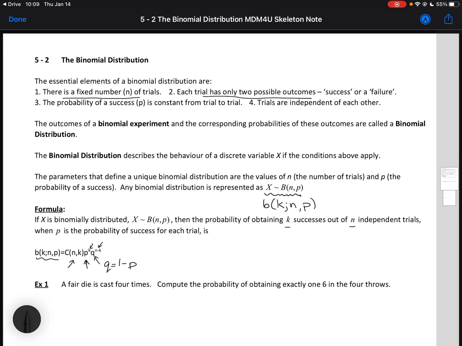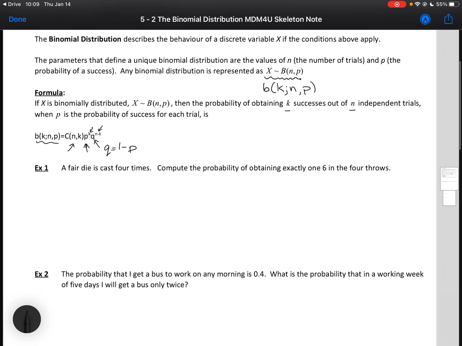And let's look at a few examples of how to apply the binomial distribution. So in this first example, a fair die is cast 4 times. That is our n value. That is the number of trials. What we are going to do is compute the probability of obtaining exactly one 6 on the 4 throws, so that is our k value. That is how many successes that we want in the 4 throws. So the last thing that we need to know is our p value, the probability of throwing a 6 on 1 die, and our probability is 1 out of 6. That gives our q value as 5 out of 6.